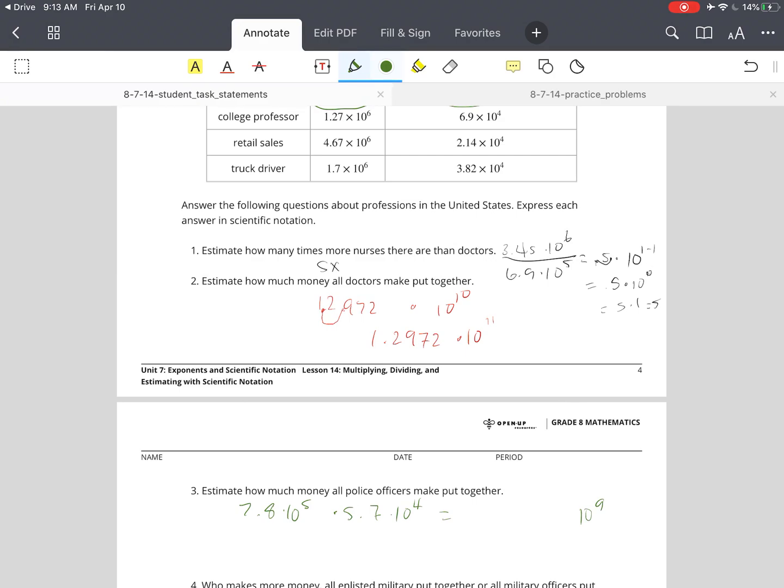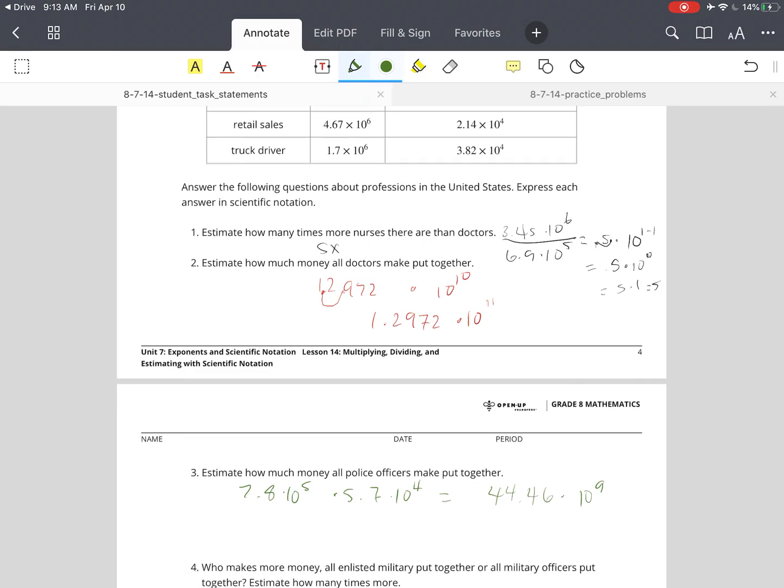5.7 times 7.8. But you can never be too careful. 44.46 times 10 to the 9th. And then we're going to move the decimal once to the left. So that's going to be 4.446 times 10 to the... And we're going to increase the exponent by 1.